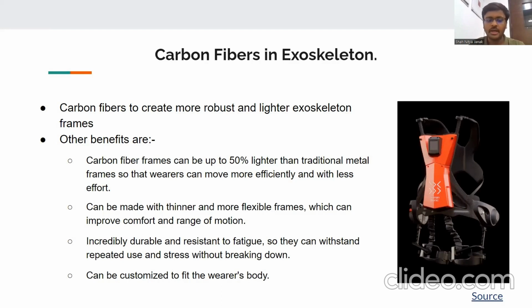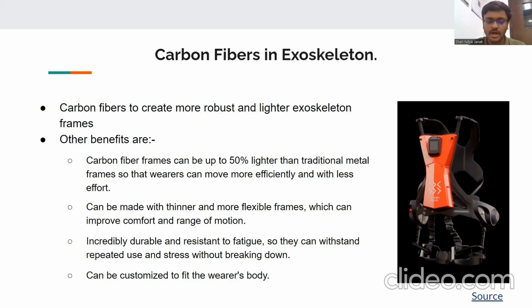Carbon fiber frames can be up to 50% lighter than traditional metal frames, so that users can move more easily and with less effort. Additionally, carbon fibers can be made into thinner and more flexible frames, which can improve comfort and range of motion. But it's not just the weight and flexibility that makes carbon fibers attractive for exoskeletons. Carbon fibers are also incredibly durable and resistant to fatigue, so they can withstand repeated use and stress without breaking down. This durability is crucial for exoskeletons.